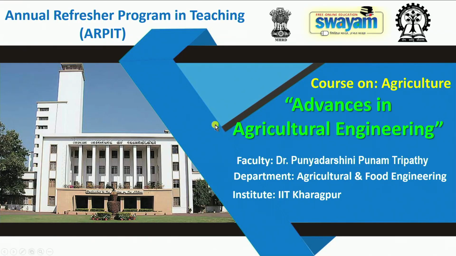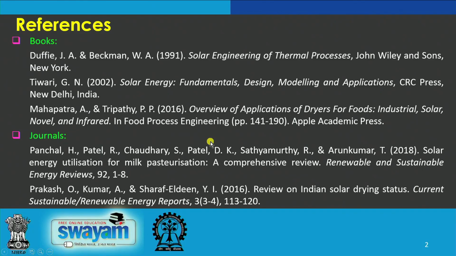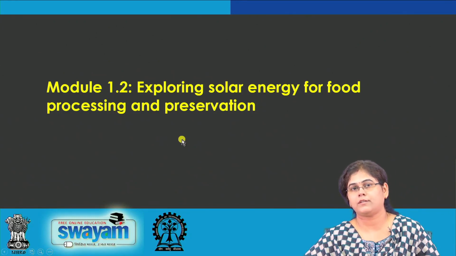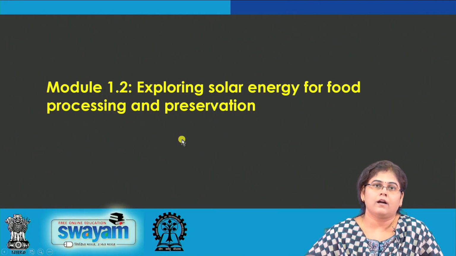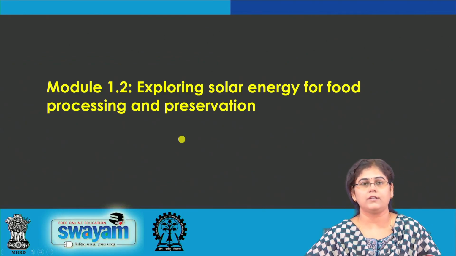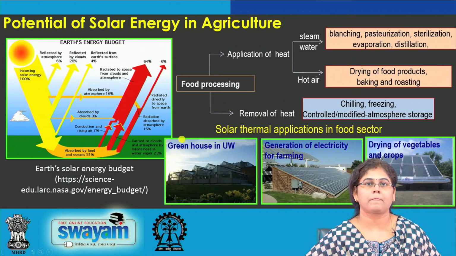In the course Advances in Agricultural Engineering, I will be presenting module 2, and before that I would like to tell about the references that I have used for this module, some books that I have enlisted here as well as the journals. Now coming to this module 1.2, this is basically exploring solar energy for food processing and preservation, because in the previous module, module 1.1, we have seen the use of renewable energy as an overview for the food processing sector. Here we will be focusing only on the use of solar energy for food processing and preservation.